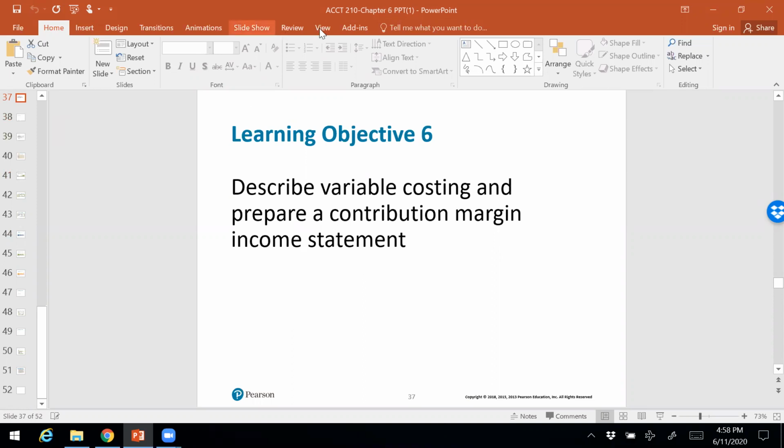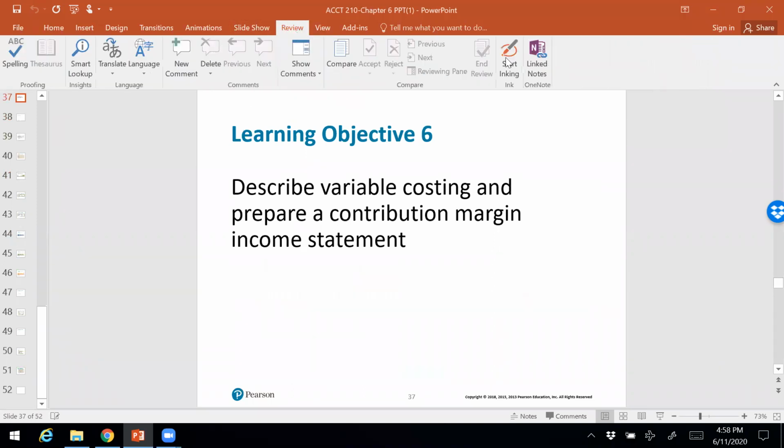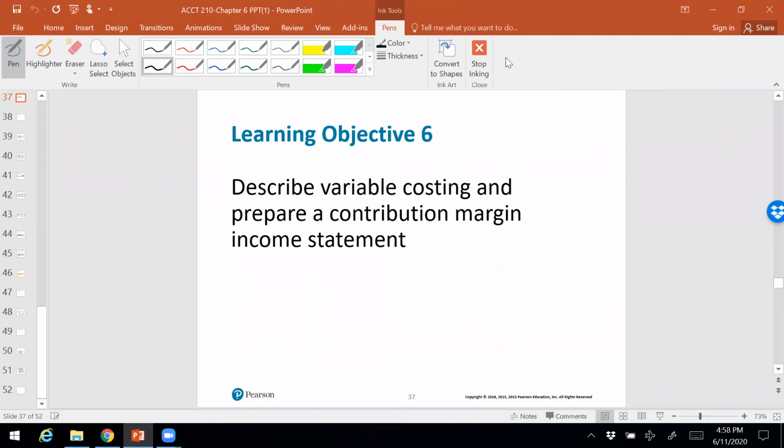Because at the beginning of the chapter, we talk about cost behavior. We said all the costs, they can be separated as the variable cost and then fixed cost. So we will, based on this standard, separate our total cost to this part and prepare our income statement. It is also called the contribution margin income statement. It's also called variable costing income statement.